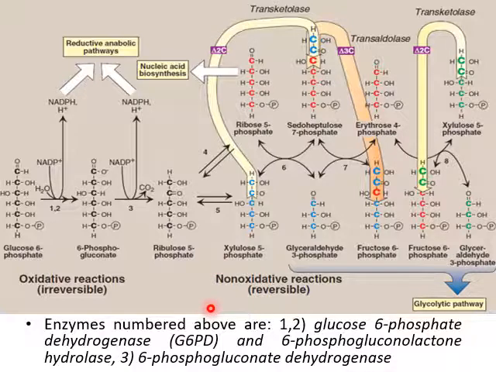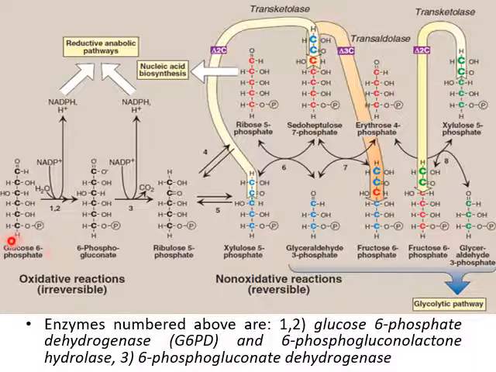This is the complete overview of the HMP pathway. You can see two phases here. The first phase is oxidative and irreversible, while the second phase is non-oxidative and reversible. In the oxidative phase, irreversible oxidative reactions take place, while in the non-oxidative reversible phase, there are simple sugar phosphate interconversions or intertransformations. The precursor of the HMP pathway is glucose 6-phosphate.